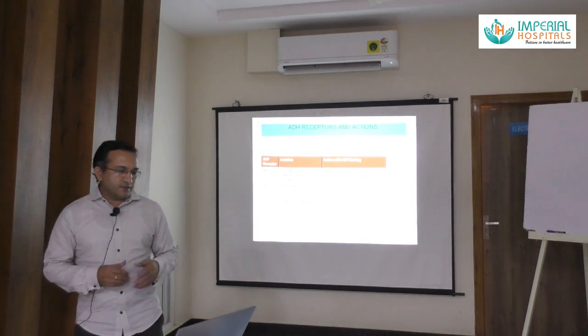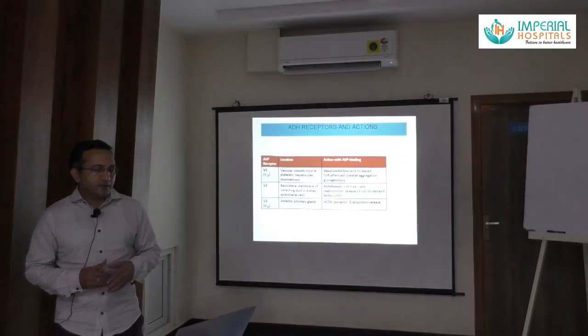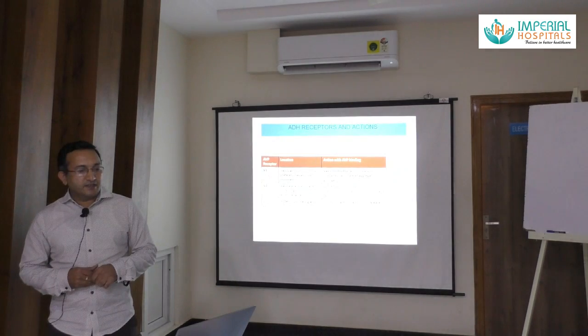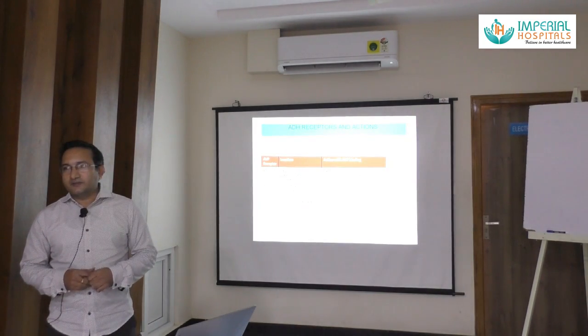Coming to the V3 receptor, it is nothing but V1B. It acts on the anterior pituitary gland for the secretion of ACTH, prolactin and endorphin release.